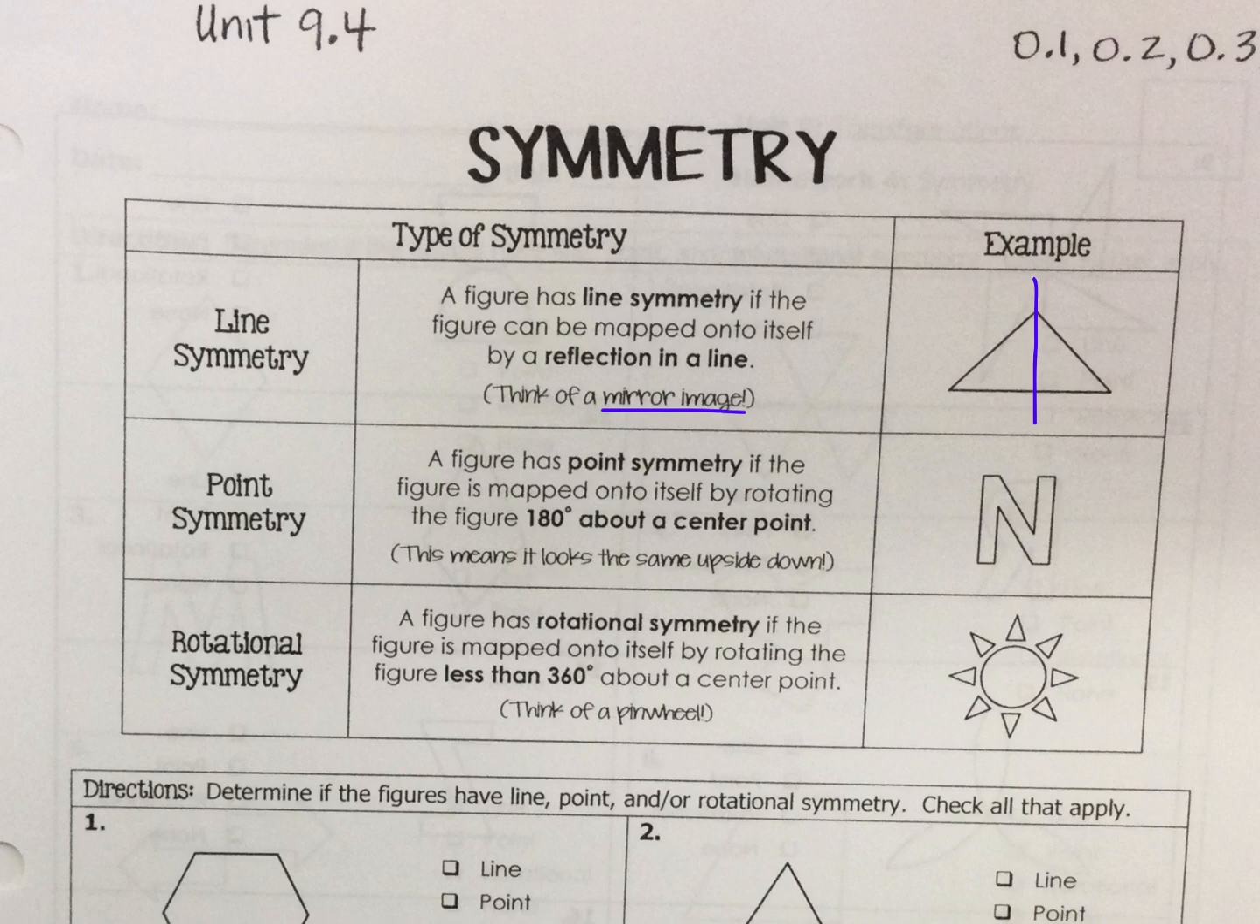A point of symmetry means if I put a point right in the middle and I rotated this 180 degrees, which is 2 jumps, 1, 2, then it would still look like that. So if it's an N and then I rotate it 2 jumps, it still looks just like an N. And rotational symmetry means that I can rotate it around the center, and this works for like odd numbered things, and it'll still look the same. It'll make more sense as we go along.